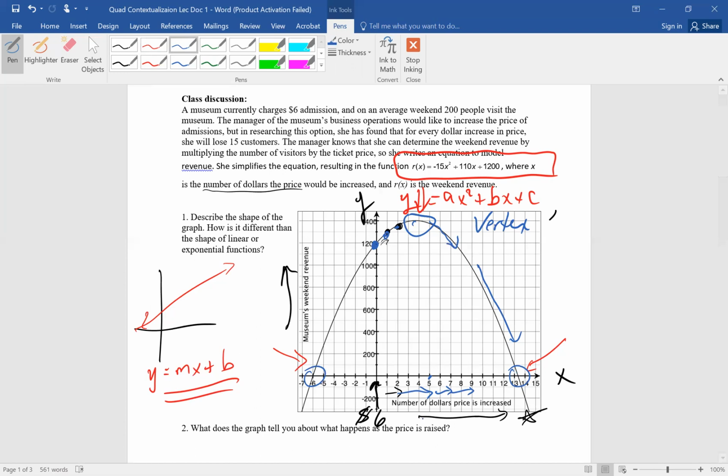So in other words, if this is the number of increases in price, right between 13 and $14, if the price used to be 6 and I increase it by 13, then admission's like $19, nobody's going to come anymore. That's what that point means. When that thing hits the x-axis, and yes, we could figure that out too, you're not making any money.